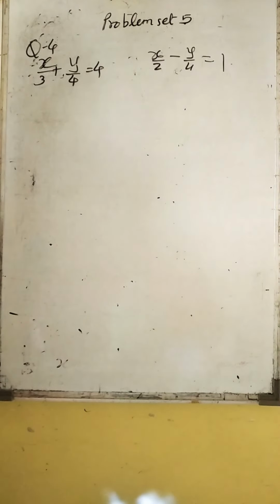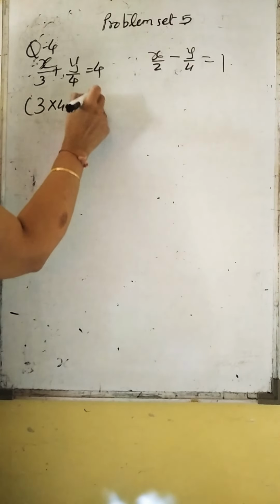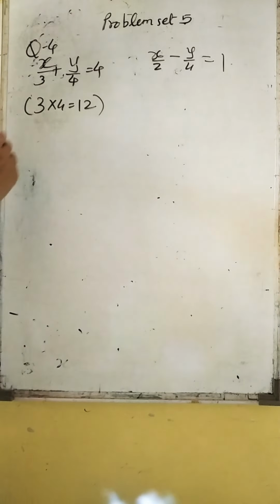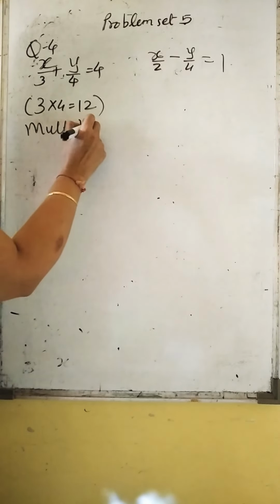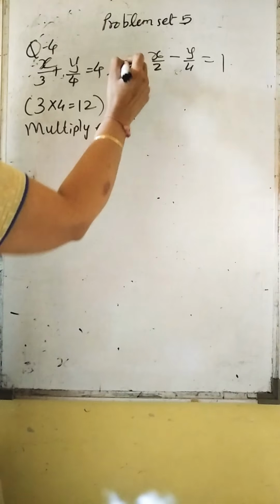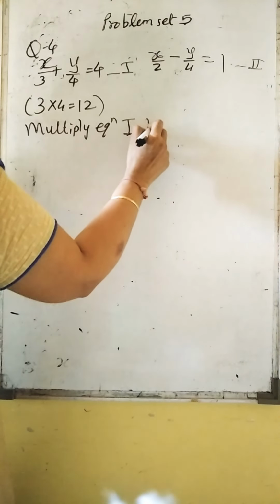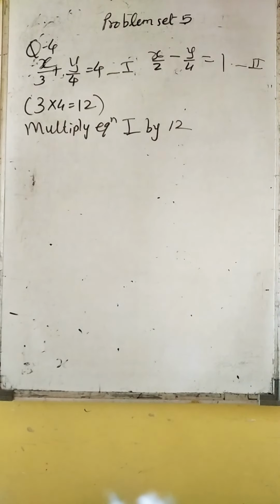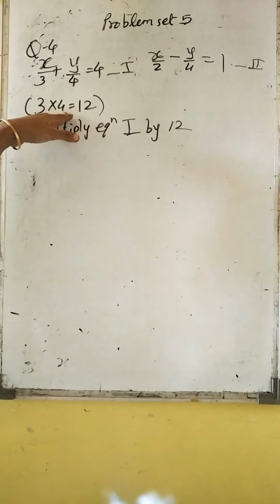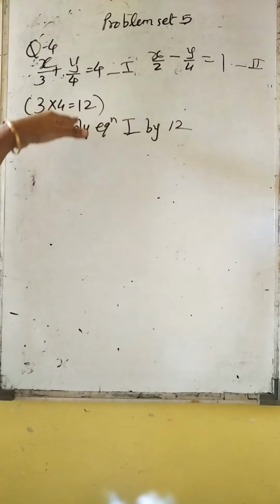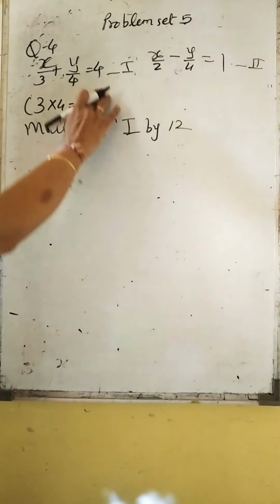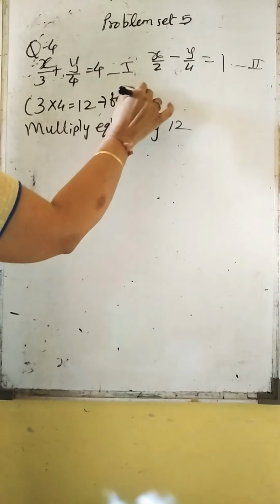Okay. So what to do when both the coefficients are fractions? You take the LCM of both denominators. The LCM of 3 and 4 is 12. Right. 3 4s are 12. Correct. So multiply equation 1 by 12, and equation 2 by 12. You do not need to write the 3 4s are 12, but for understanding, you write this now. Okay, this is for your reference.